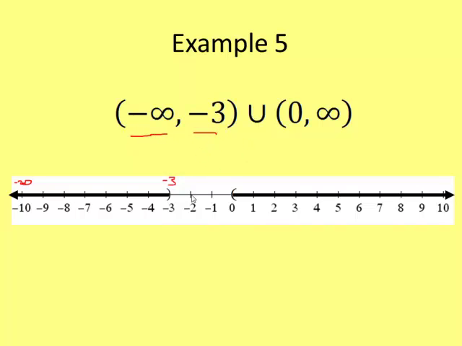And then we have a break, so we put a union symbol. This means that there's some sort of a break and we're tying these two things together. And then we start at 0 again. We're not including 0, so we use a parentheses, and we go all the way until we get to infinity. Here's 0, and here's positive infinity. I say until we get there, but we never get there. It's not one value.